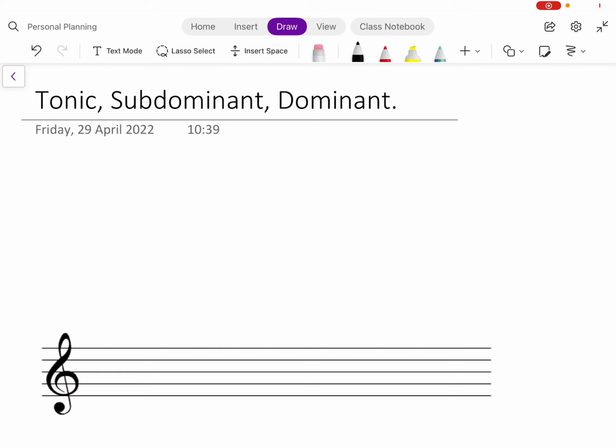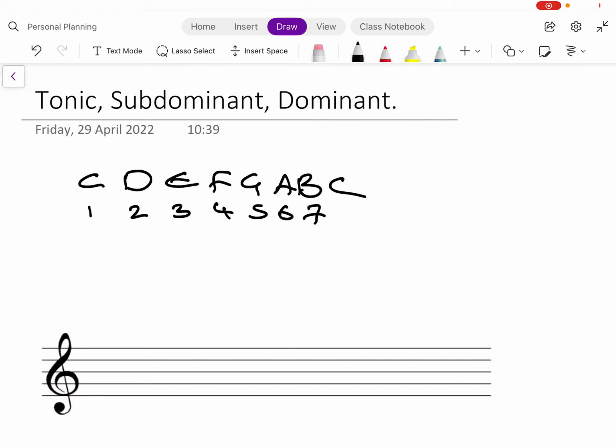It's dead easy. Basically, if you take any major scale, so let's start off with a C major scale, okay? So I'm going to write out the notes of C major scale over one octave, C, D, E, F, G, A, B, C. If we number the notes in our scale, 1, 2, 3, 4, 5, 6, 7, and then we've got our 8 there.